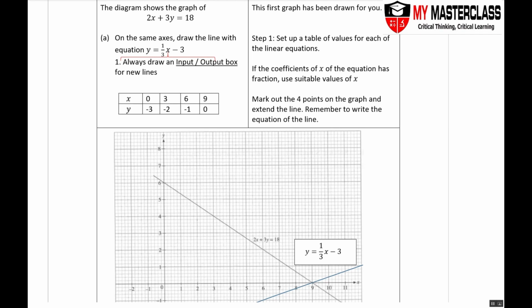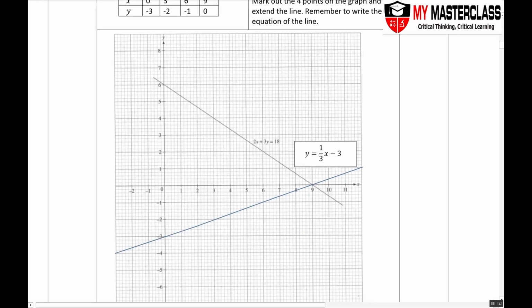You should know that to plot a graph, you need a minimum of 3 points, and then find the respective y values and x values, which are your input and output boxes for the new line. If you come up with your values, these are the values that you should have in the table. Mark out these 4 points on the graph itself, and then use a ruler to draw the straight line, which is this blue line that I have inside.